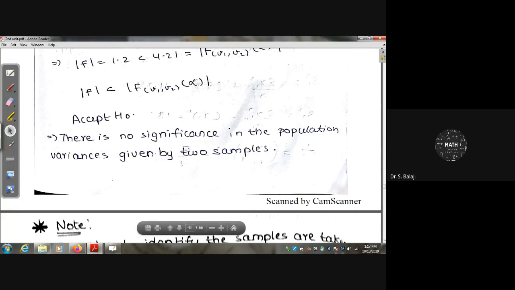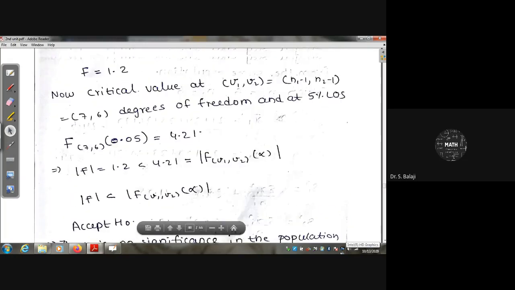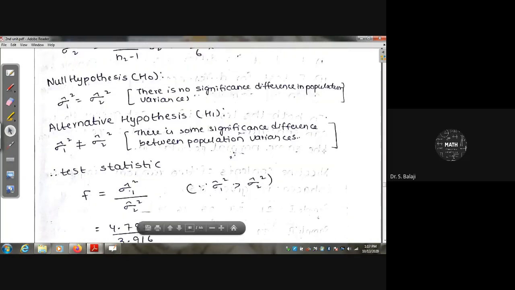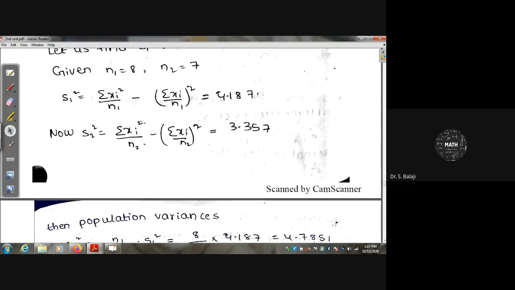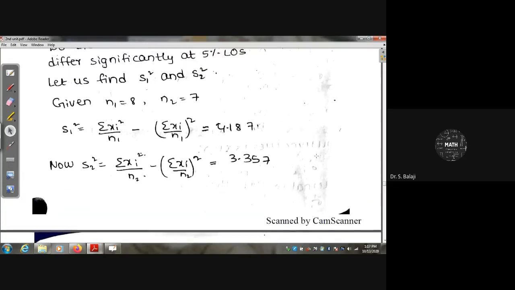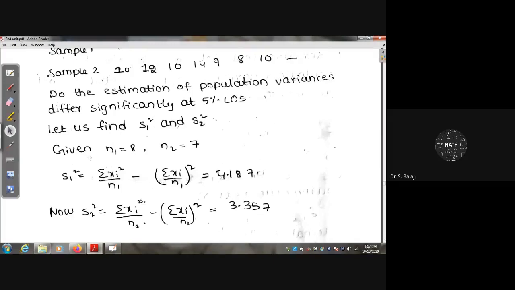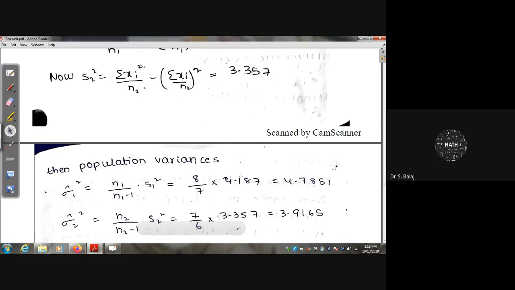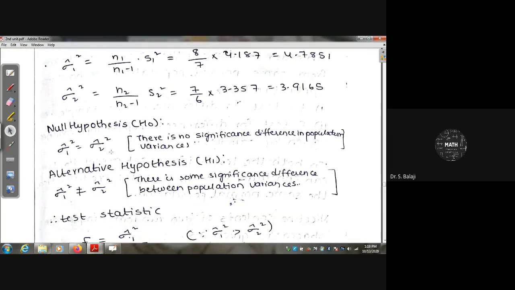In this problem, the question asked is whether there is any significant difference in the population variances given by these sample values. First of all, you have to calculate sample variances S1 square and S2 square with the help of the formula, because only data is given. After that, you get population variances sigma 1 cap square and sigma 2 cap square from N1 minus 1, N2 minus 1 and S1 square, S2 square.